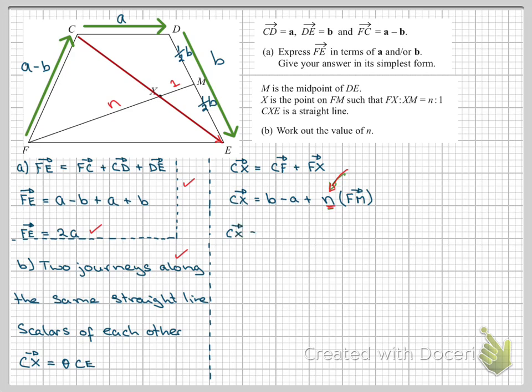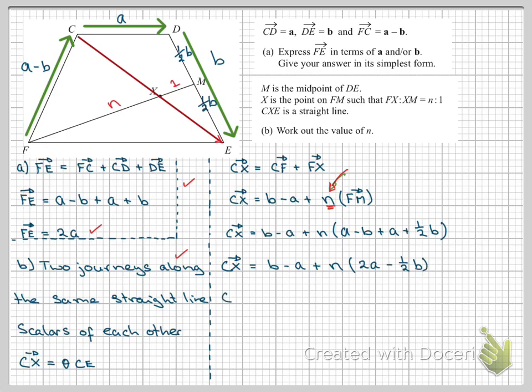So C going to X will be B minus A, and what is F going to M? Well, F going to M is going to be F going to C, then C going to D, and then D going to M. So that's going to be A minus B, that's the F to C part. The C to D part is going to be the A, and the D to M will be the half B. Tidying all of this up, B minus A plus N, 2A minus B.